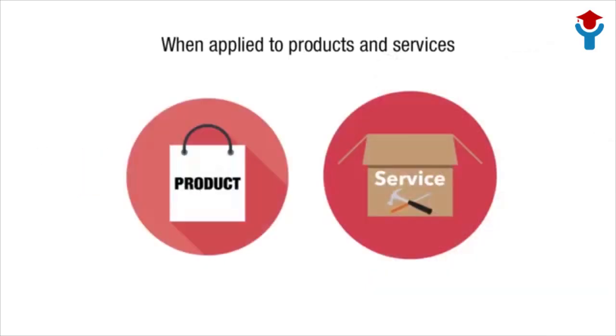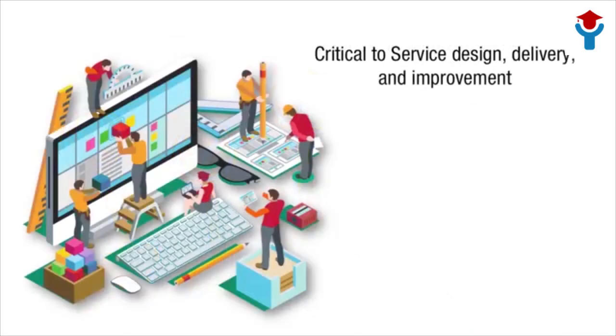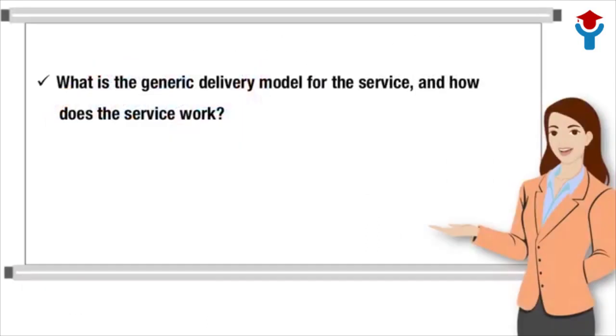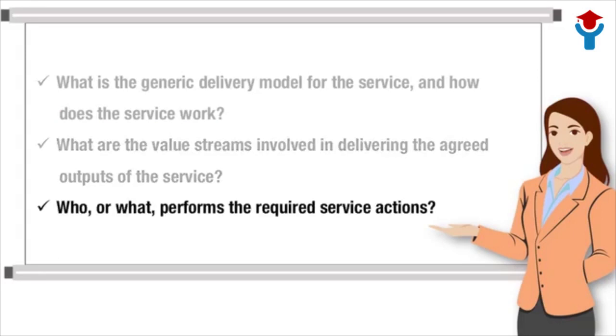When applied to products and services, this dimension helps to answer the following questions critical to service design, delivery, and improvement. What is the generic delivery model for the service, and how does the service work? What are the value streams involved in delivering the agreed outputs of the service? Who or what performs the required service actions?